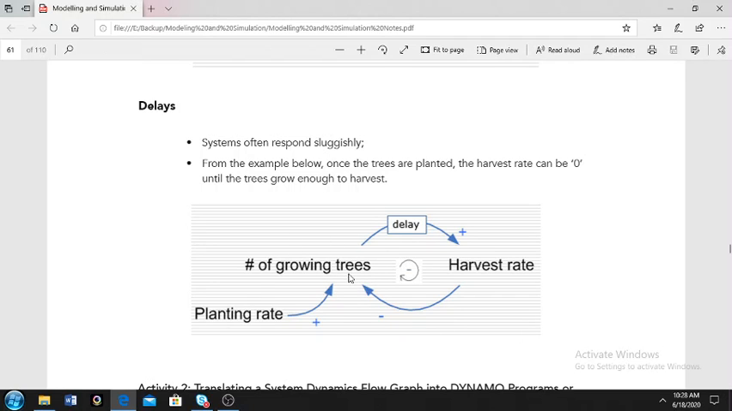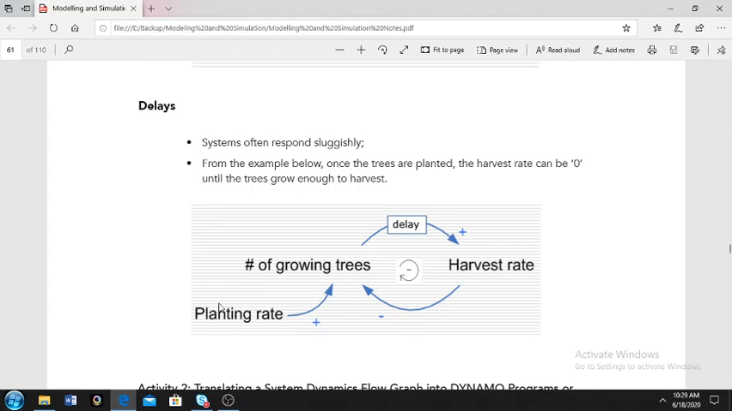The number of growing trees has a delay. When you plant a tree, it delays before you can harvest. So you wait some time. We have a waiting time. It does not occur directly. So a delay is another piece of information you can use to augment your graph. Augmenting a graph means adding more information.